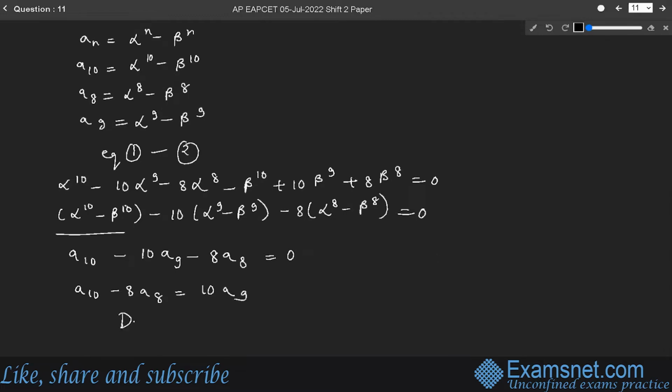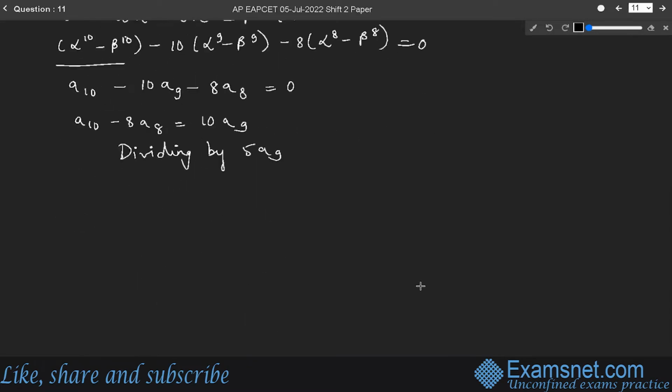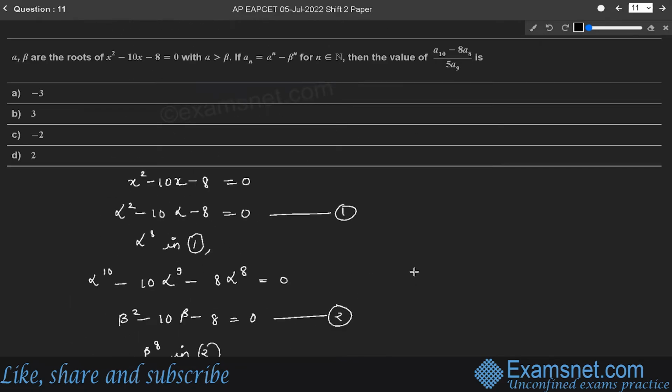Now dividing both the sides by 5a9, we will get (a10 − 8a8) divided by 5a9 is equal to 10a9 divided by 5a9, which is equal to 2. Therefore, we can say that the correct answer for this question is 2. So out of all the given options, the correct option here is option number D.